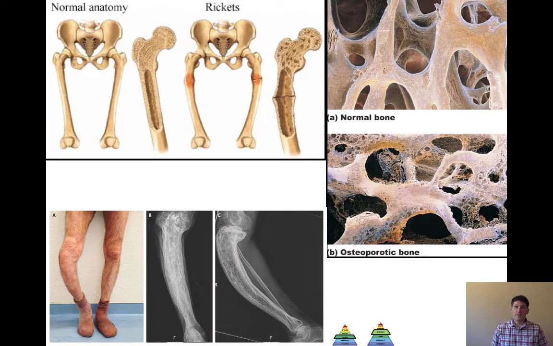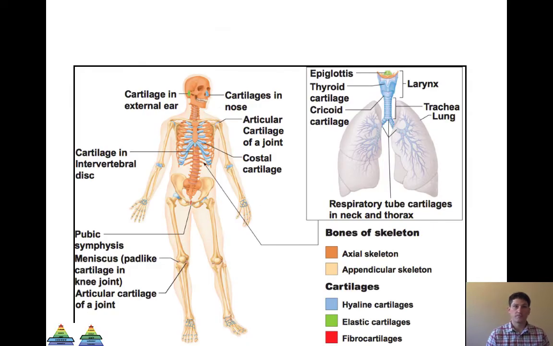Now we'll come back to this, but we're going to look at some pathologies. So we'll talk about rickets and Paget's disease and osteoporosis. But again, we will be trying to apply some of the content that we're learning now into these pathologies, just like we have been with all of our lectures.